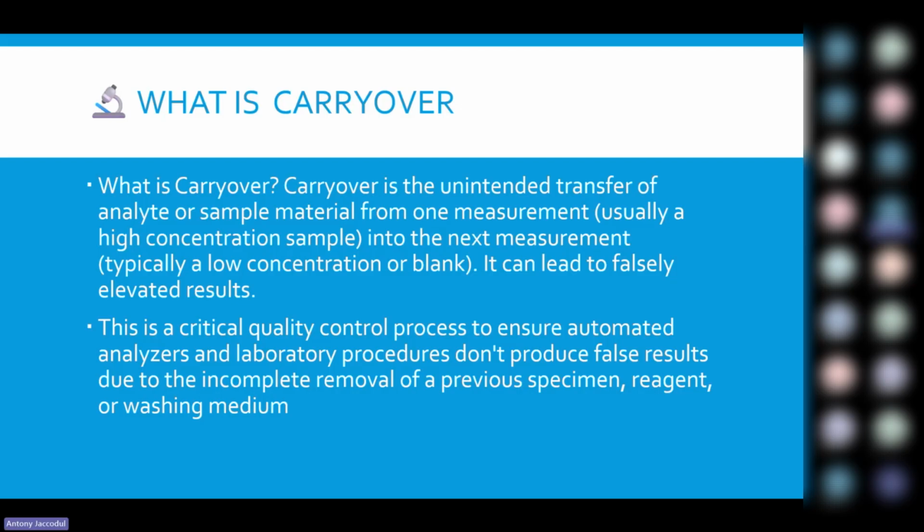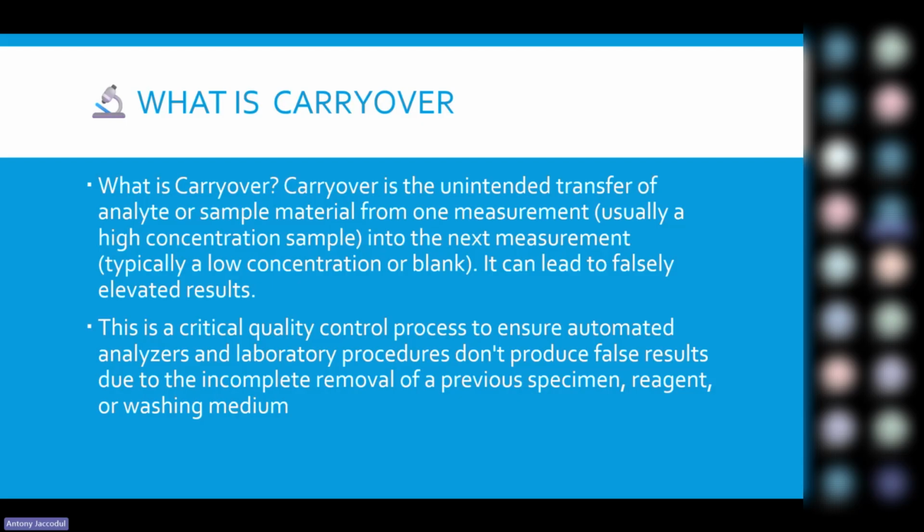When you have a high concentration sample, let's say albumin with a concentration almost 900 or 500 mg/dL or whatever the units of measurement, you can have an unintended transfer from that high concentration sample. When you run the following low concentration sample, that unintended transfer can happen, especially when your chemistry, hematology, or immunoassay analyzer is not able to prevent or minimize carryover as much as possible. Your results can end up being elevated.